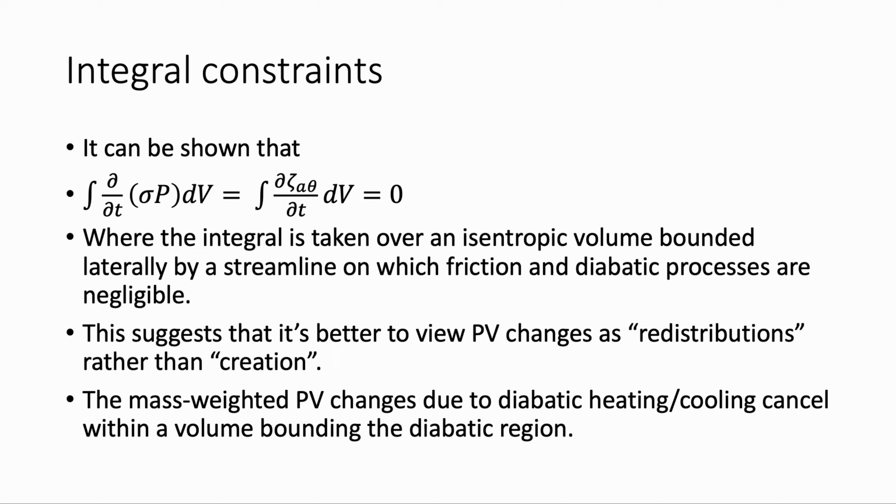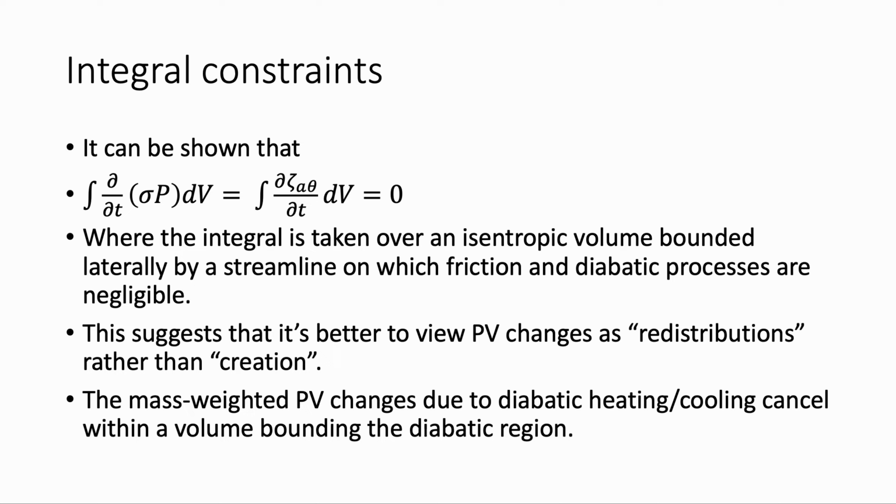Next thing that we're going to talk about is that we can manipulate equations a little bit, and we can show that if we take an integral over a sufficiently large volume of the tendency of the vorticity on an isentropic volume, okay, and let's say that this volume is bounded laterally by streamlines on which friction and diabatic processes are negligible, then this integral is identically zero.